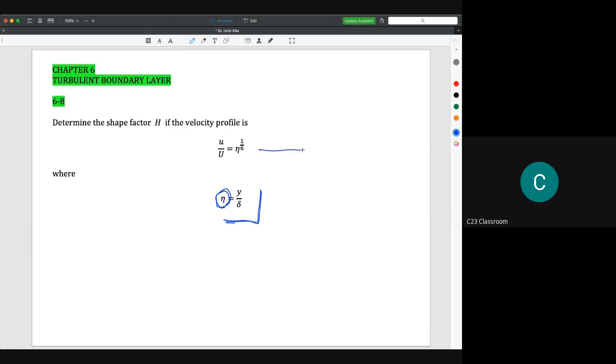The simple method to solve this one is just replace the value of eta with y over delta. Means you have u over capital U equal to y over delta to the power of 1 over 6. So you could solve this problem by using this equation. But in this tutorial, I would like to show you what you should do if you want to solve problems by remaining the value of eta in your equation.